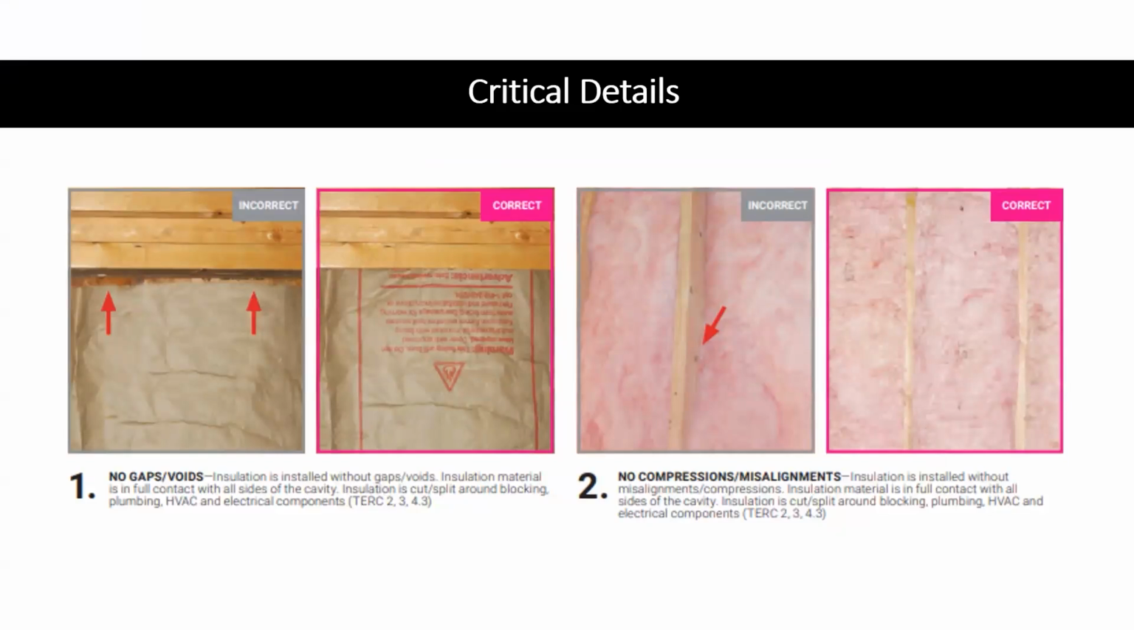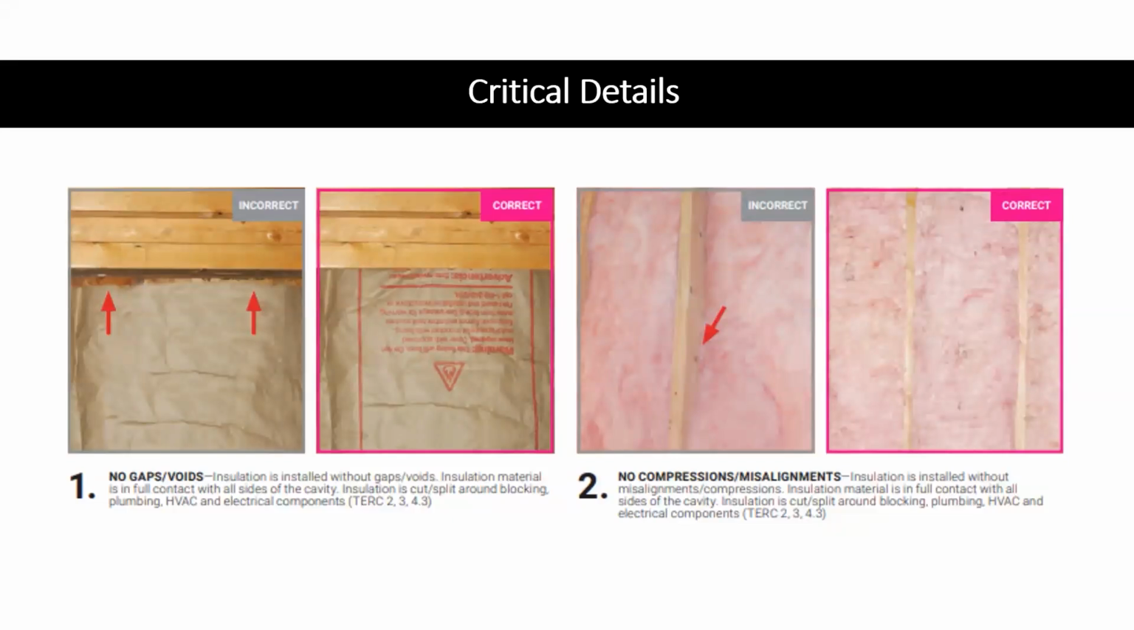So looking at some of this on the critical details, I just pulled this off of Owens Corning. Looking at that, you've got gaps and voids, just showing an incorrect and correct. Yes, it's a paperback material, but you can still see the same thing would happen with a void at the top. No compressions, misalignments. You've got incorrect on the left, and correct on the right. It looks really nice, looks really pristine.